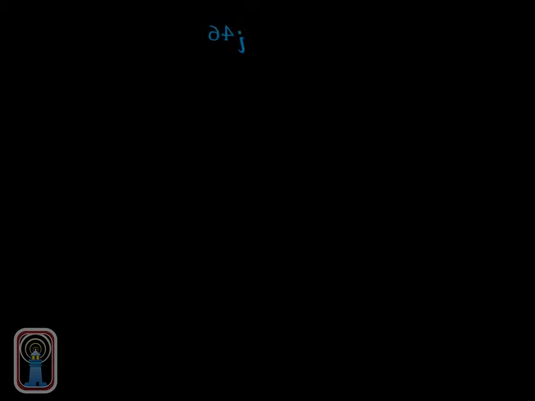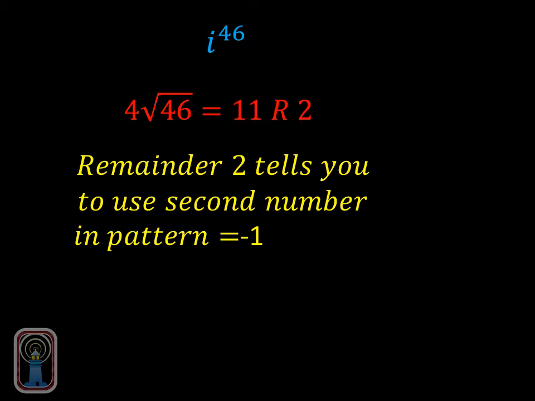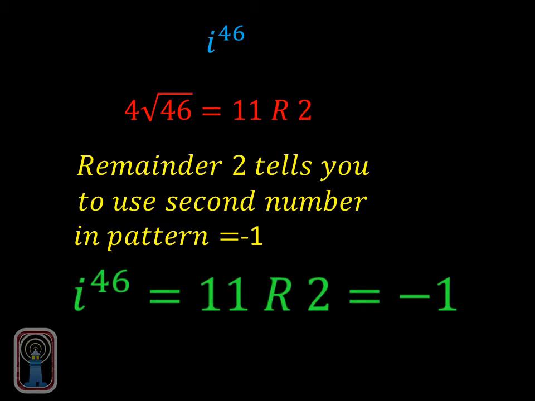Now let's try I to the 46th power. Again, divide 4 into 46, and we get 11 with a remainder of 2. The remainder 2 tells you to use the second number in the pattern, which is a -1. So I to the 46th power is 11 with a remainder of 2, which equals a -1.